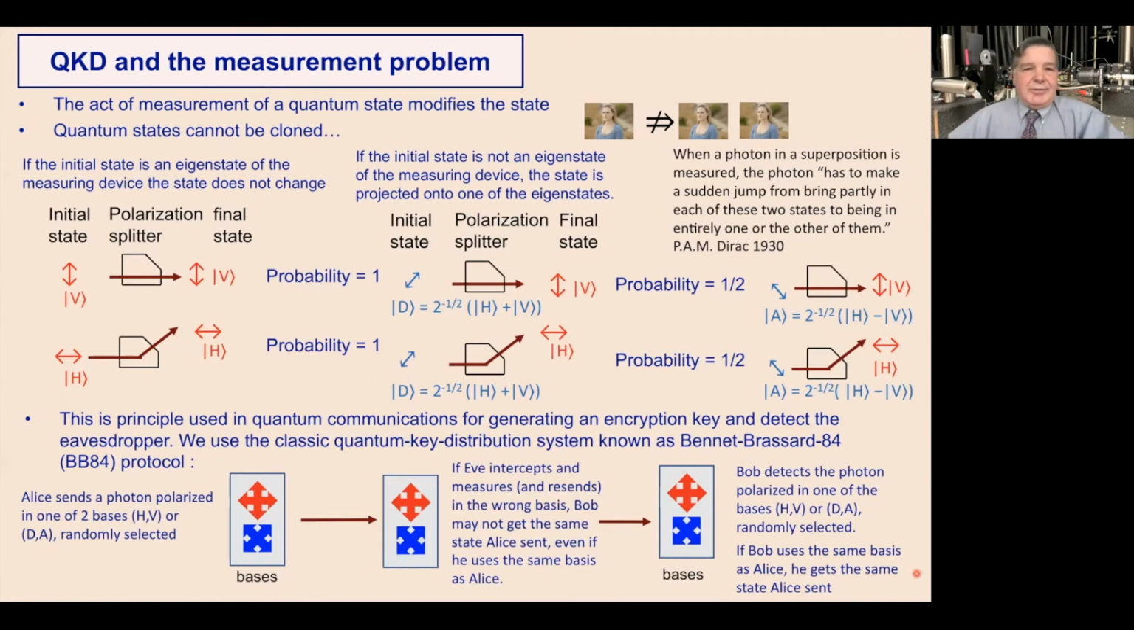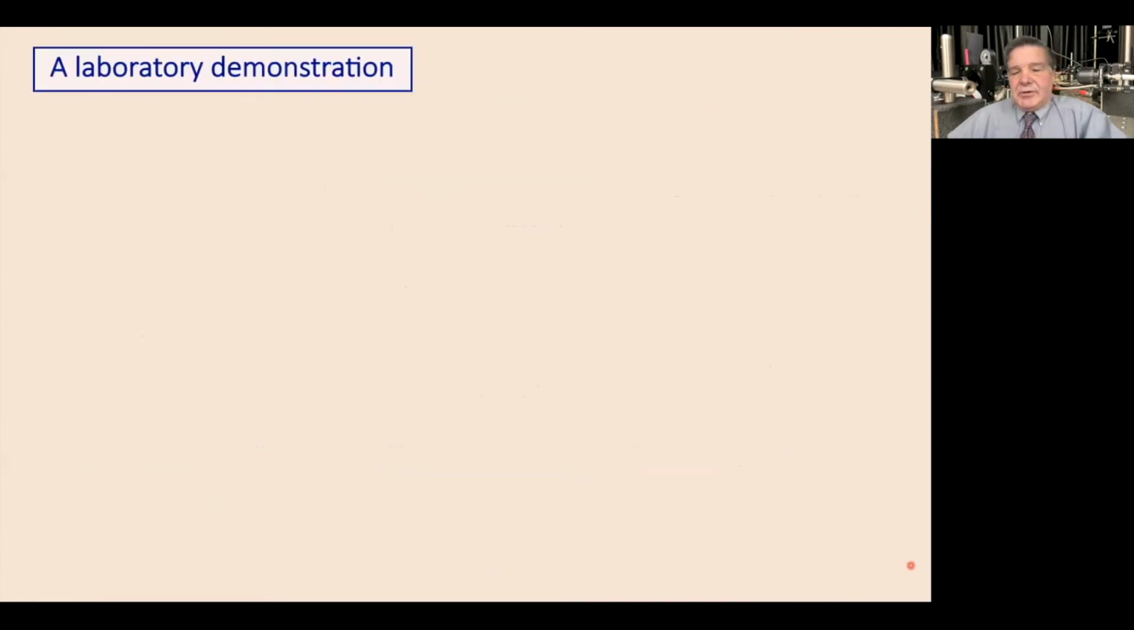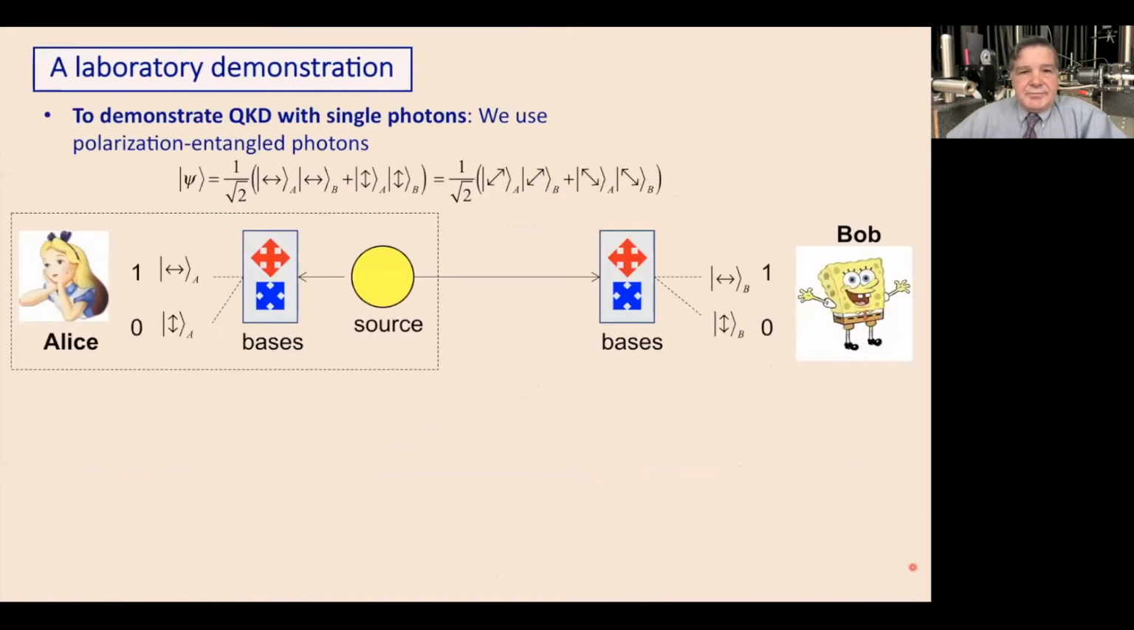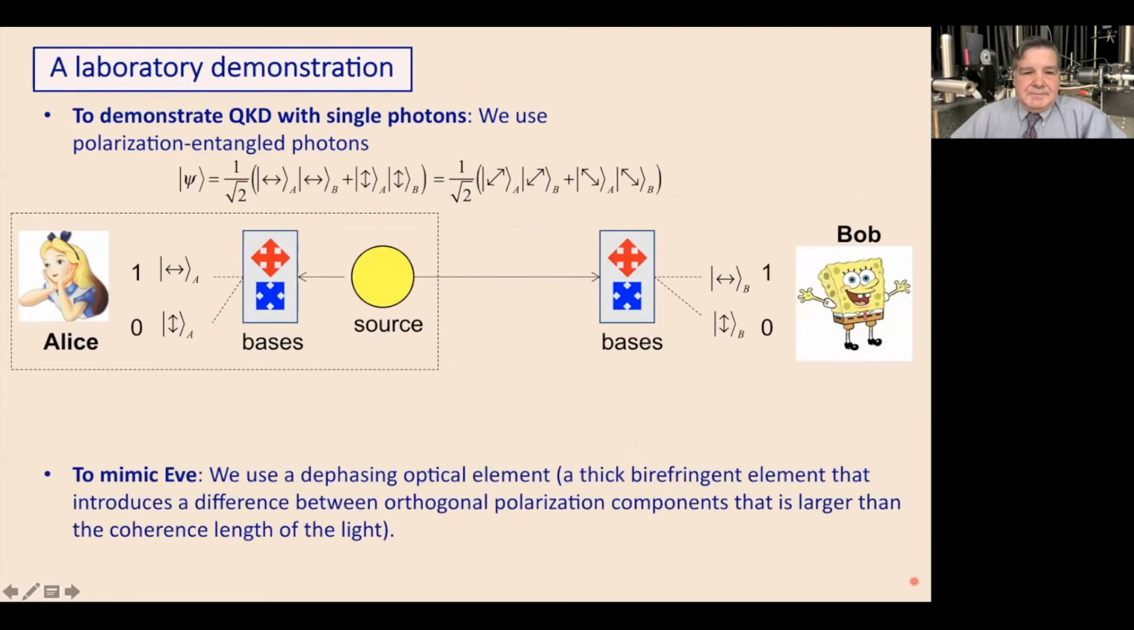That's the main outcome of all of this. And of course, we did this laboratory demonstration, and that's the idea. We create, but now we use entangled photons, and then we had to mimic Eve, and it's very okay. So now this is in the context of a laboratory demonstration.